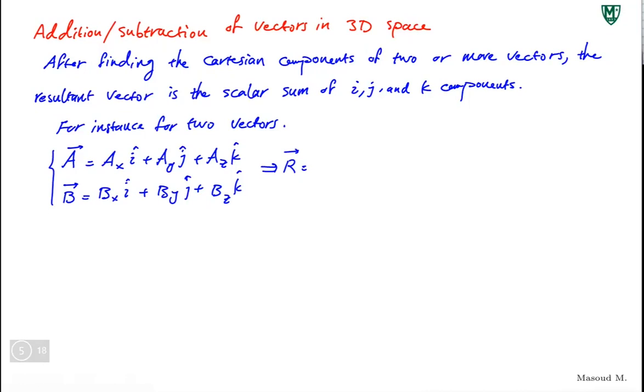Ax is just a number, B is a number. It can be positive or negative. So this A plus B becomes (Ax plus Bx) i, right? Plus (Ay plus By) j plus (Az plus Bz) k.